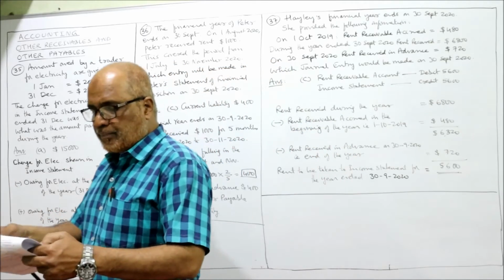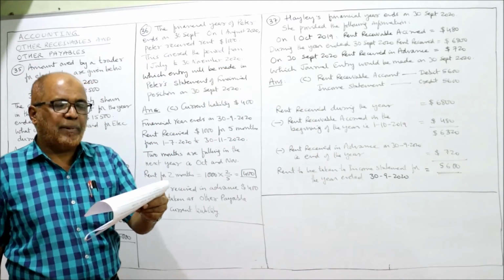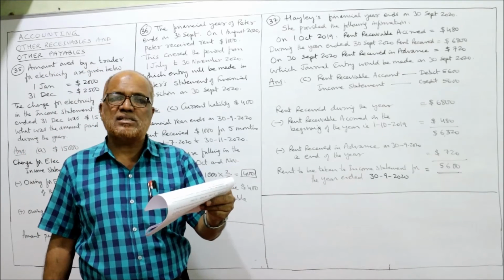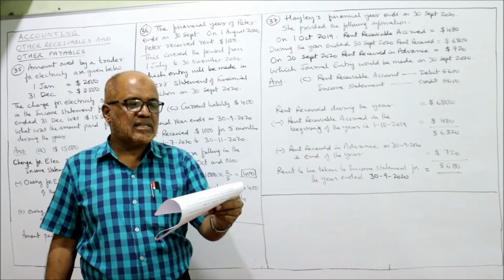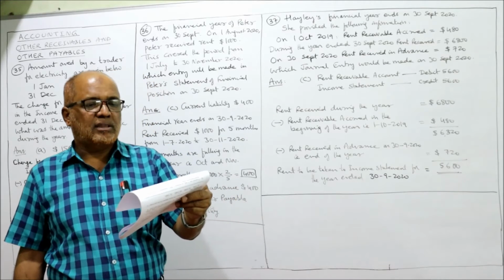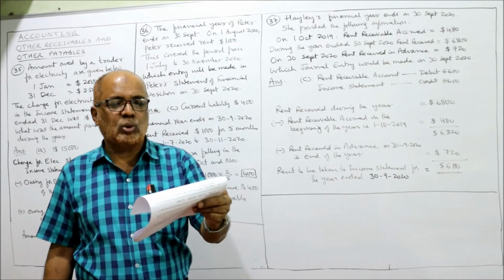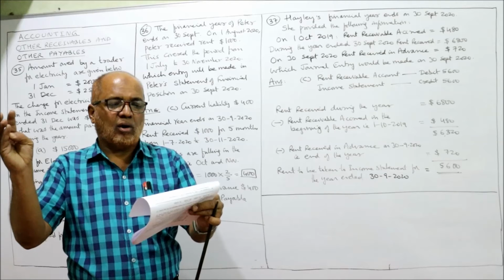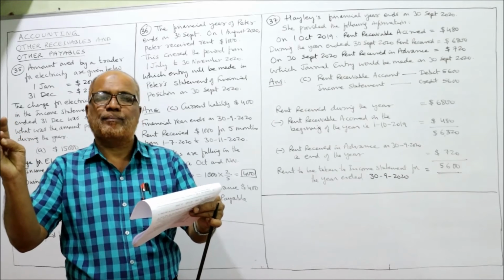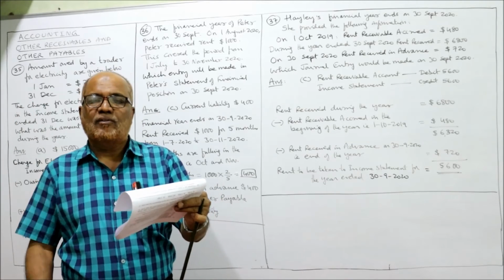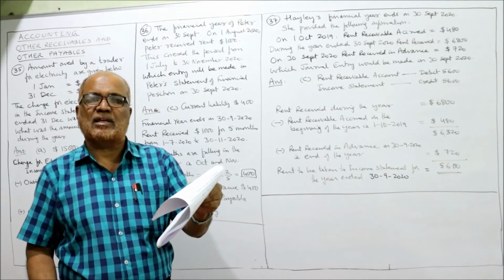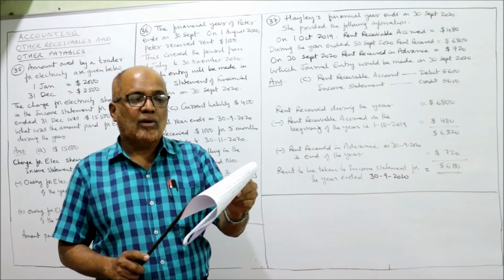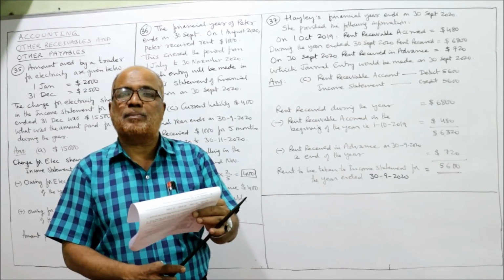Now the 36th problem. The financial year of Peter ends on 30th September. On 1st August 2020, Peter received rent of $1,000. This covered the period from 1st July to 30th November. So how many months? July, August, September, October, November. Totally 5 months. For 5 months, the rent received is 1,000. Accounts are closed every year on 30th September. So how many months are going after 30th September?